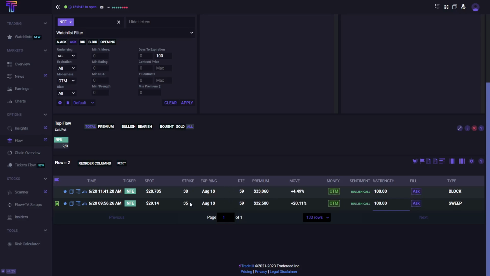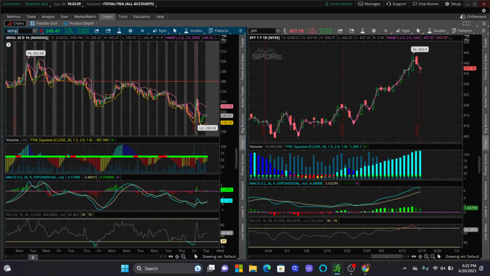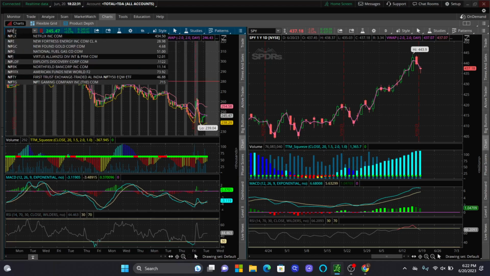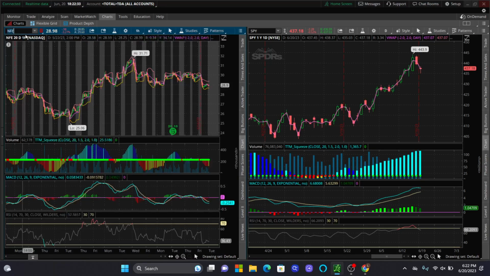There's two different option contracts, which tells me that these are two different people who see this setup. However, we can look and see if we see a bull run potential out of NFE. So let me pull up NFE. All right, New Fortress Energy. On the 20-day 1 hour, we're actually trading a nice little channel right here. We could break out to the bull side.